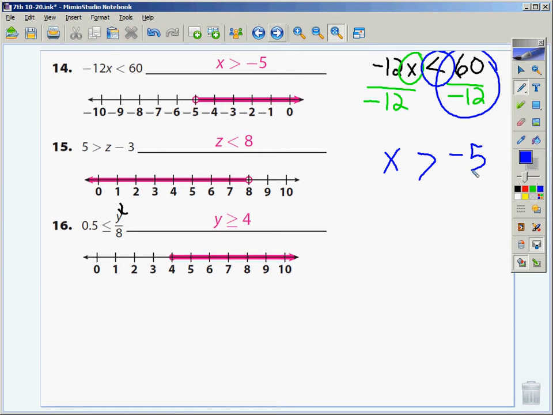Because it can't be equal to, it is an open circle. X is on the larger side of the inequality, so x is getting bigger than that negative 5. That is why I'm going to the right, where the numbers get larger. Okay?